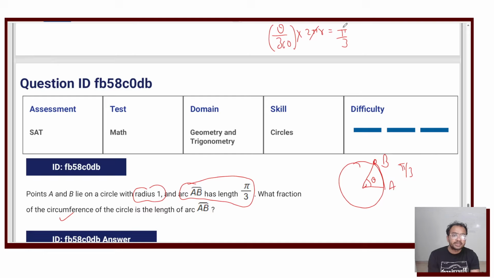So this pi and pi get cancelled. You can replace this r with 1. So theta over 360 times 2 is equal to 1/3. If you bring it to the other side, it will be 1/6. And this theta over 360 is the fraction. This is what we want. So theta over 360 is coming out to be 1/6. So my answer will be 1/6.